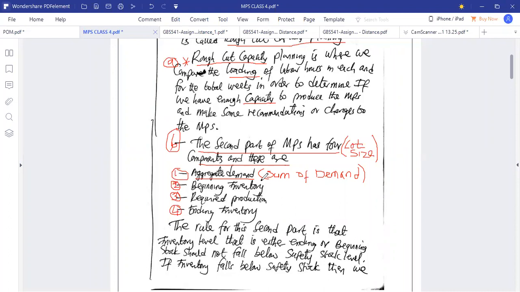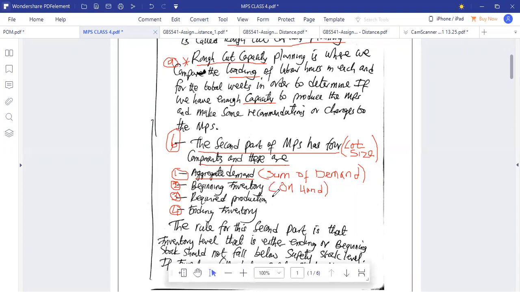And then, if the demand is there, you look at how many units of stock you started with. That's the beginning stock, which is also called on hand. So beginning stock is also called on hand. What happens here is that you look at what you started with, plus what you are going to produce, which is the required production, also called lot size.